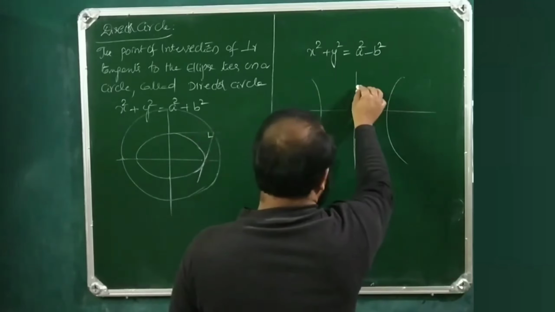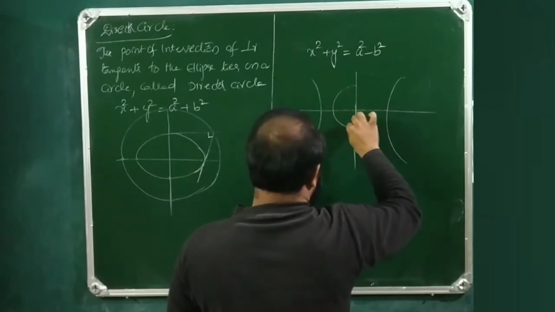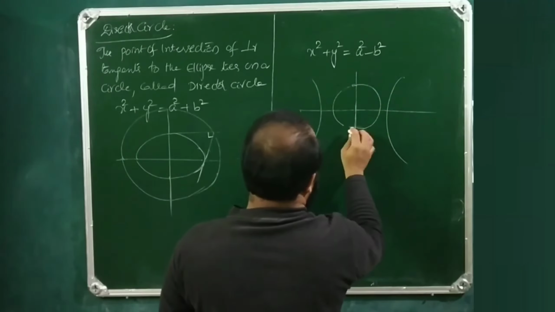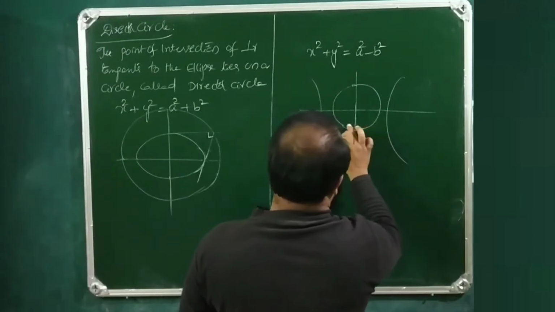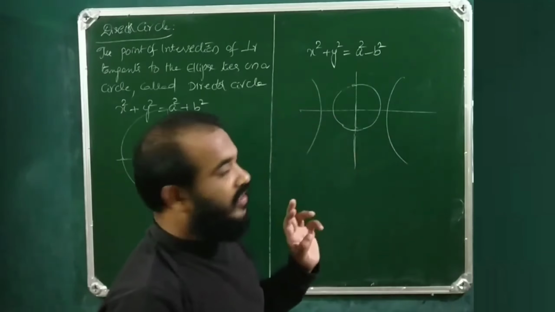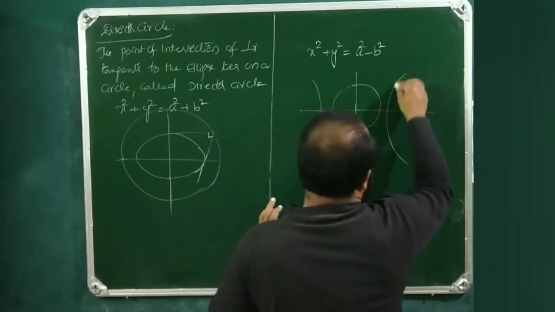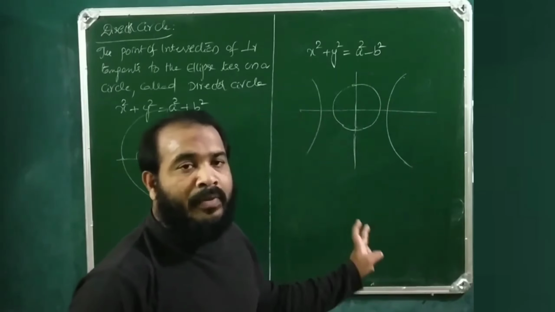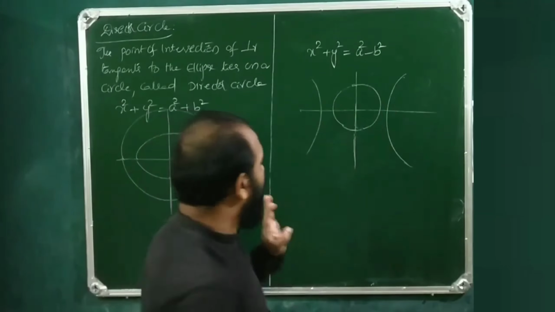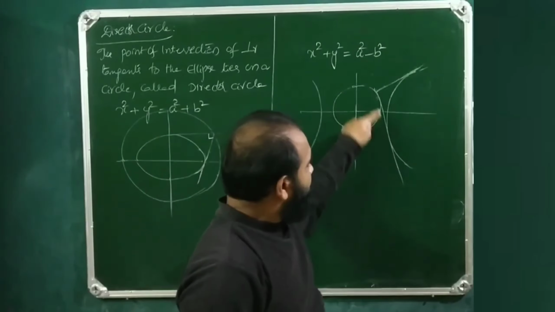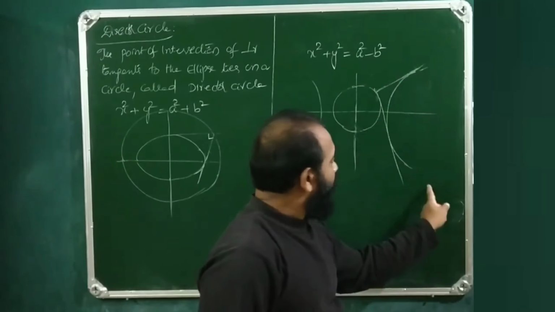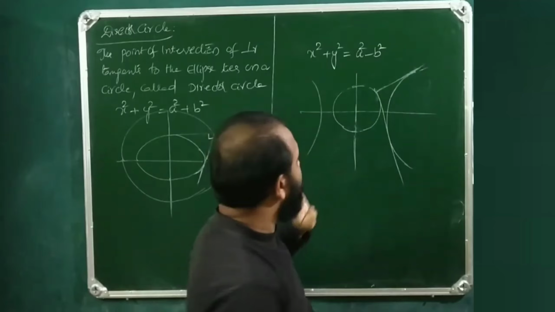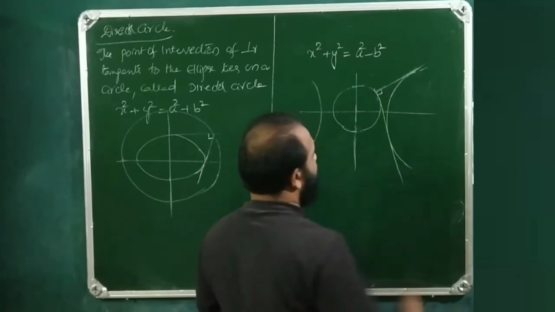So this is the circle here. This circle is said to be the director circle, and this director circle is formed by the point of intersection of the perpendicular tangents drawn to the hyperbola. So this line is the tangent to the hyperbola and this line is the tangent to the hyperbola. So these two are perpendicular to each other.